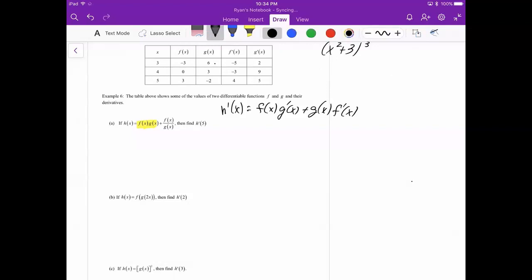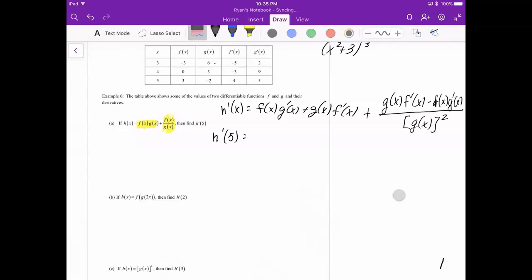The second portion of h of x is this quotient. And so in order to take the derivative of that quotient, I have to use, of course, the quotient rule. And so what the quotient rule says is low d high minus, I'm going to try to fit this in on the screen, minus high, which is f of x, multiplied by d low, which is g prime of x, all over low squared. So that's going to be g of x quantity squared. Okay, the next step would be plugging 5 into all of these x's. I think you guys can probably do that on your own, and so I'm just going to go ahead and skip to calculating the values by plugging in from the table.